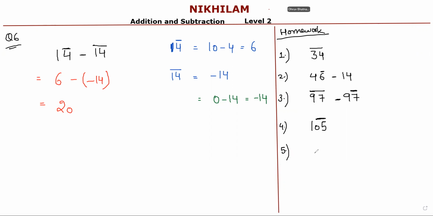Fifth question, 1942 bar. How much is it? And then sixth question, 7 bar plus 3 bar minus 15 bar, how much is it? Okay, so these 6 questions are there.